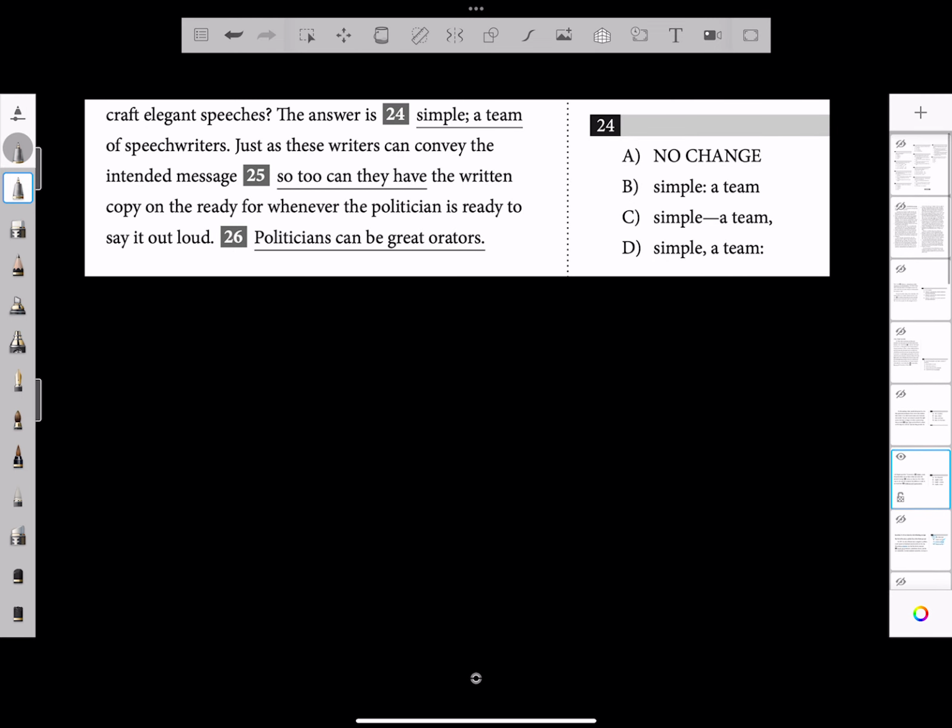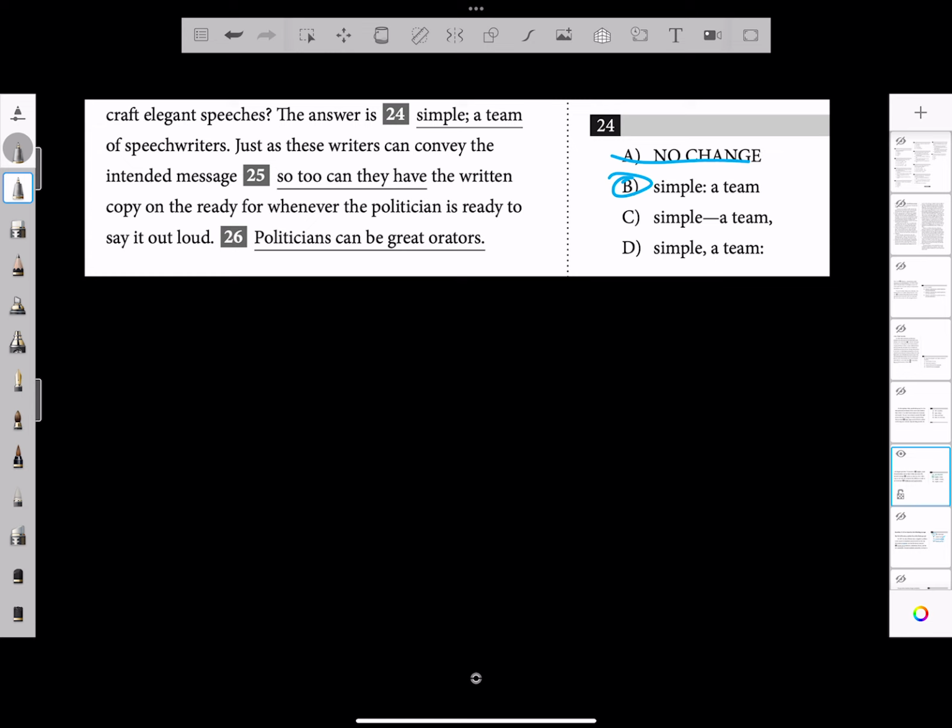Pause the video, give it a try. The answer is simple. That's a sentence, right? So we can use the colon since we have a full sentence before. The semicolon seems good until we realize that we have a team of speechwriters that comes after, which is a fragment. So semicolon separates sentence, sentence. So A is incorrect. So we'll pick B.